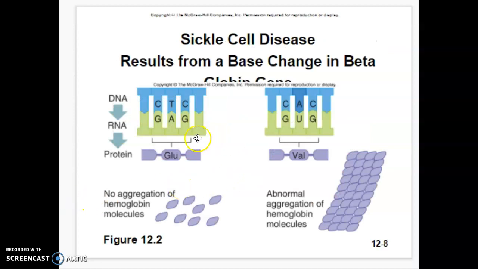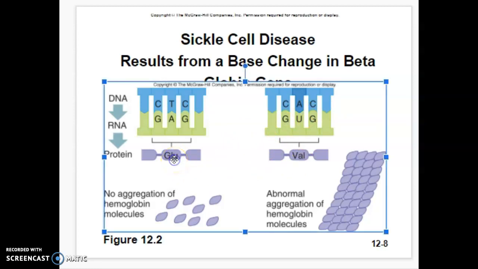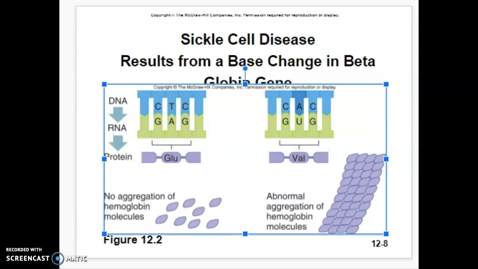It extends from just one base being changed. So instead of CTC, it's CAC, which translates to a different amino acid. So instead of glutamic acid, that's water-loving, we change it to valine, which hates water. Instead of being these molecules that are floating around in the liquid of the cell, they create these things called sickles that cause a distortion of the red blood cell, all from one gene.